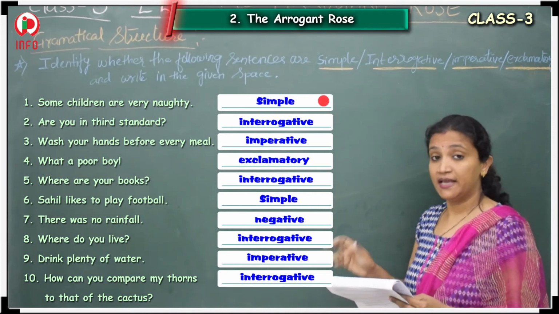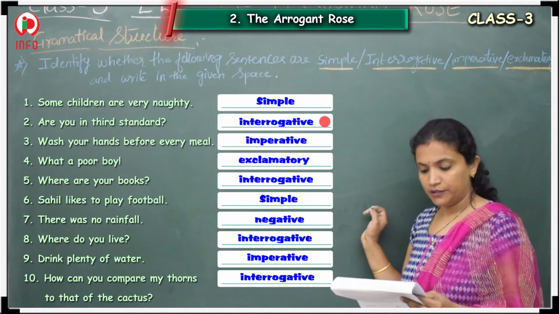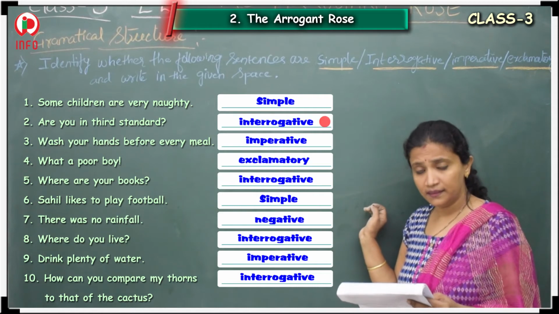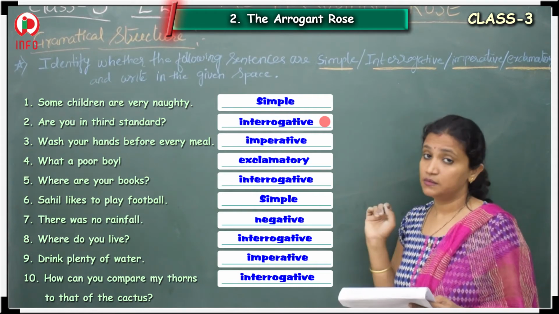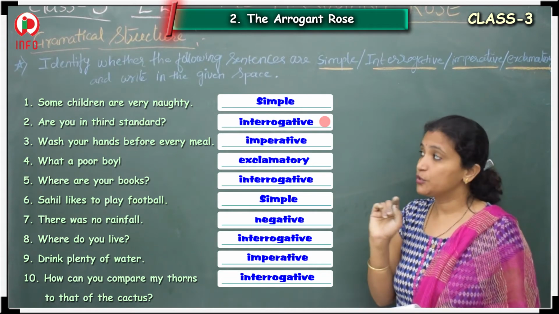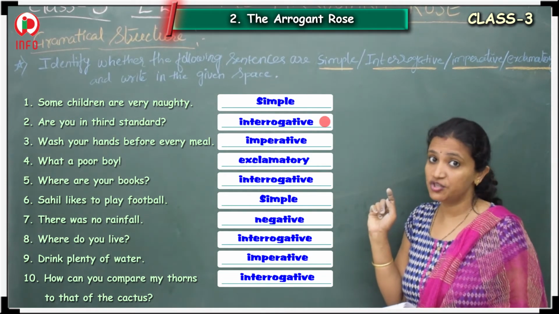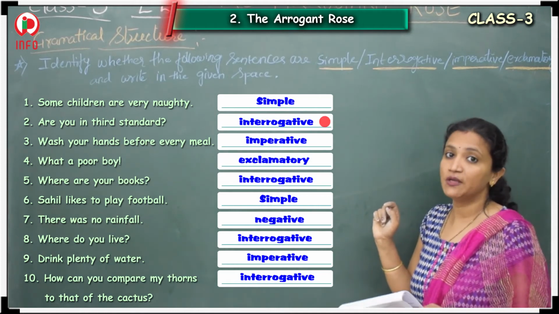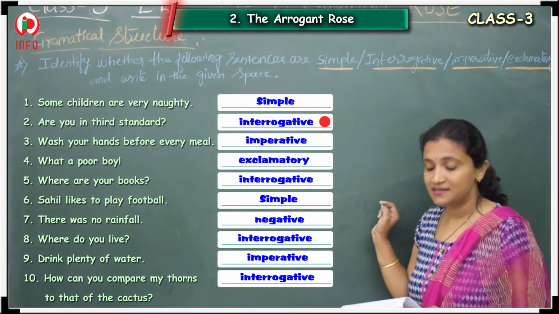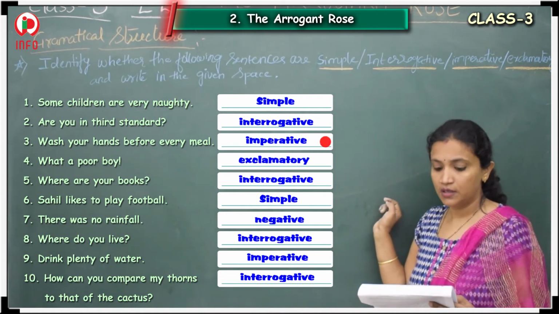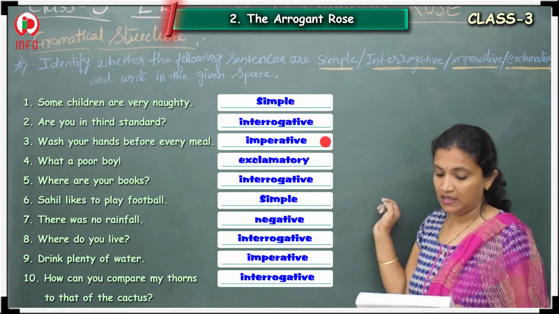Now the second will be: are you in the third standard? So what am I asking? I am asking you a question. So in this you can see a question mark. Whenever the question mark is there, what kind of sentence will it be? Interrogative sentence. Yes.